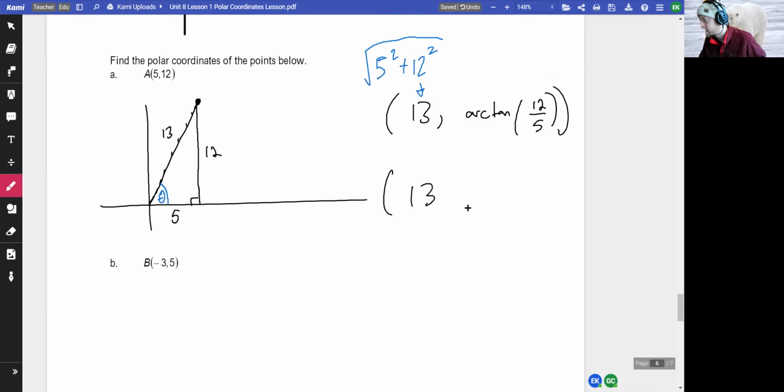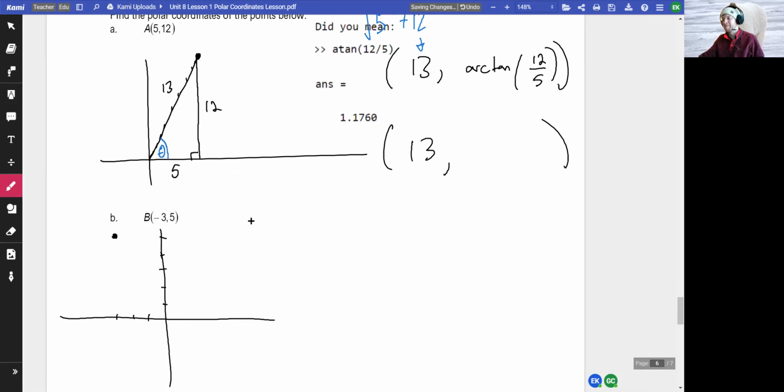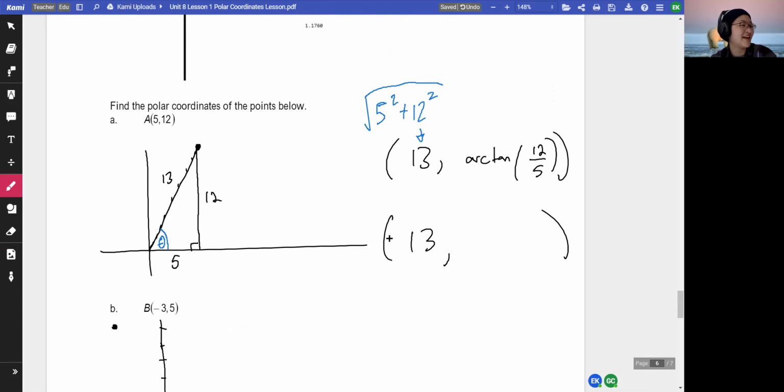Can MATLAB get us that radian measure? I just got the correction of you can't type in arctan, but you can type in atan. Oh, I like how MATLAB tells you what you can't do. Did you mean? Yeah, I totally meant that. MATLAB, thank you. If MATLAB can tell you to fix it, why can't they just tell you the answer? Anyways. It's so that you learn.